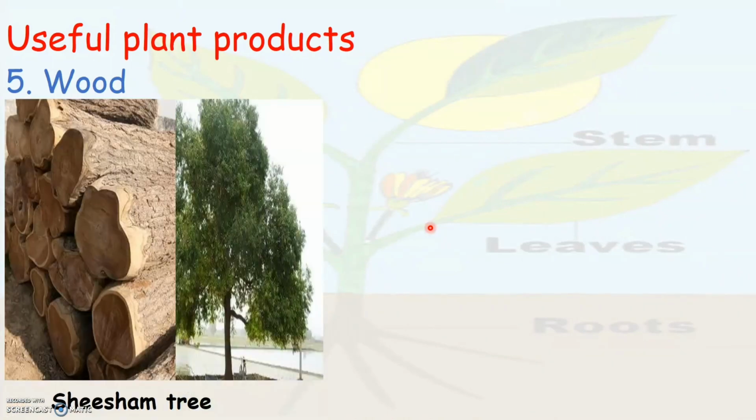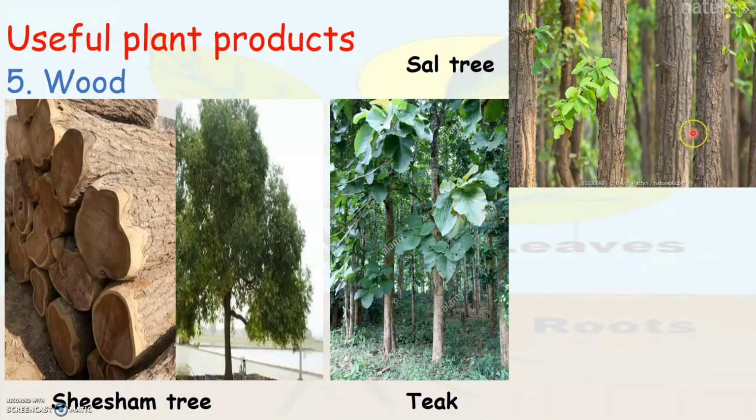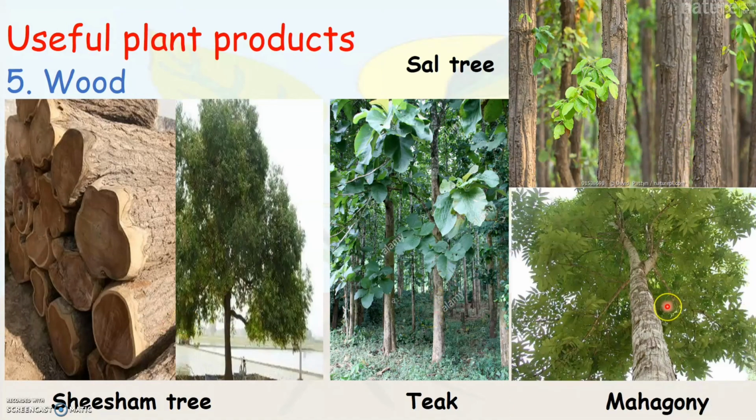Wood of various trees like shisham tree, teak, sal tree, and mahogany. Woods of these trees are used for various purposes by humans.